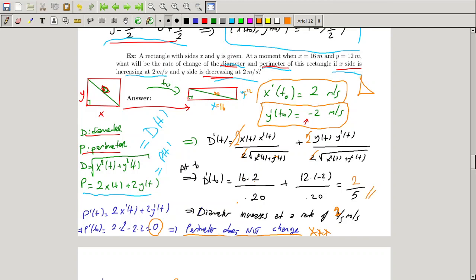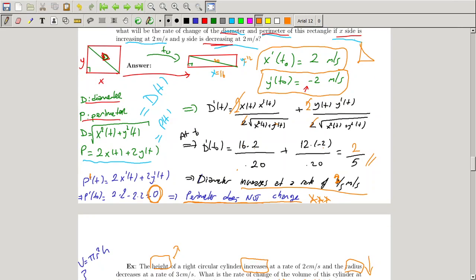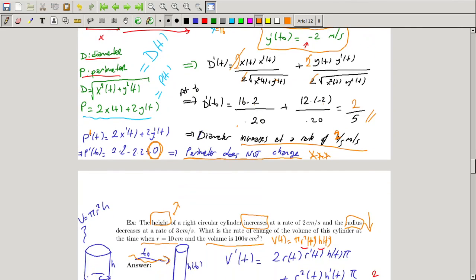We get that number. It means the diameter increases at a rate of 2 over 5 meter per second. And p prime will be 2x prime plus 2y prime. Putting in the given data, x prime was 2, y prime was minus 2, you get 0. Pay attention, here 0 means the perimeter doesn't change, so it is a constant function. In other words, there is no rate of change. The rate of change is 0. It doesn't increase, it doesn't decrease.